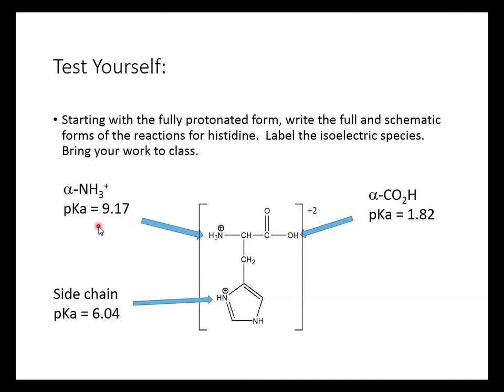For histidine, you can start with the information that the pKa for the ammonium hydrogen is 9.17. For the alpha carboxylic acid in the backbone, it's 1.82. And for the side chain, iminium ion, it's 6.04. I'm not going to show you the answer to this, but please stop the video and write out your work and bring that to class.